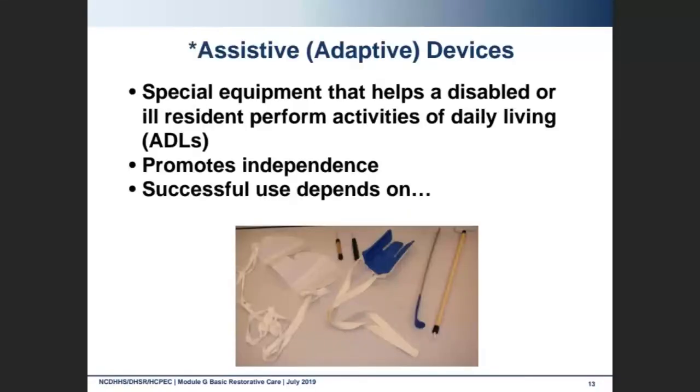Whereas assistive or adaptive devices, and this is getting into what Cheyenne was talking about, are special equipment that helps a disabled or ill resident perform their activities of daily living. So assistive or adaptive devices help us to do our activities of daily living, which of course is going to promote independence. And successful use of these devices is really going to depend a lot on our residents' attitude, acceptance, and motivation, but also just our support and their family support.